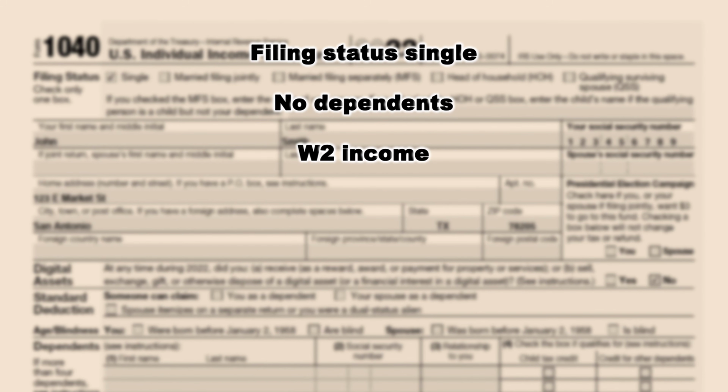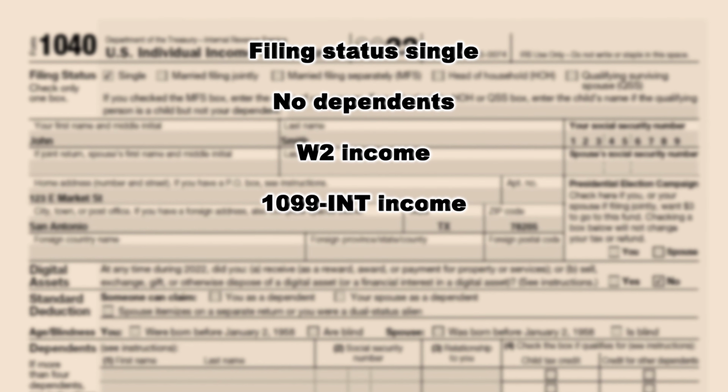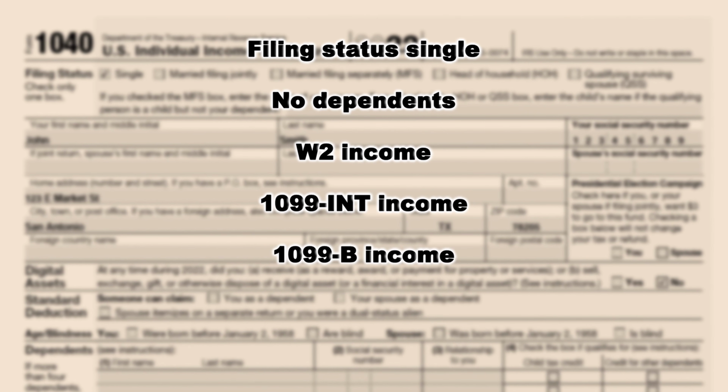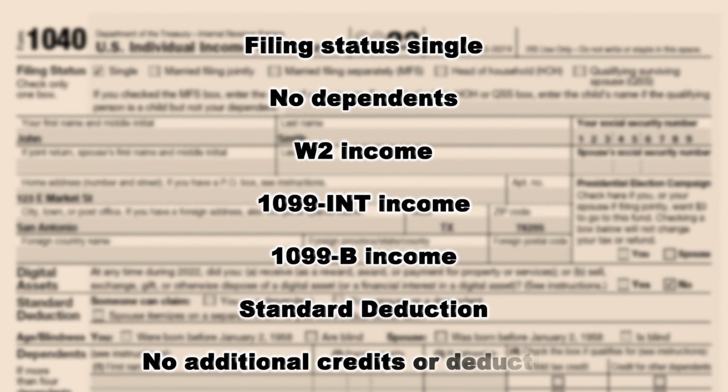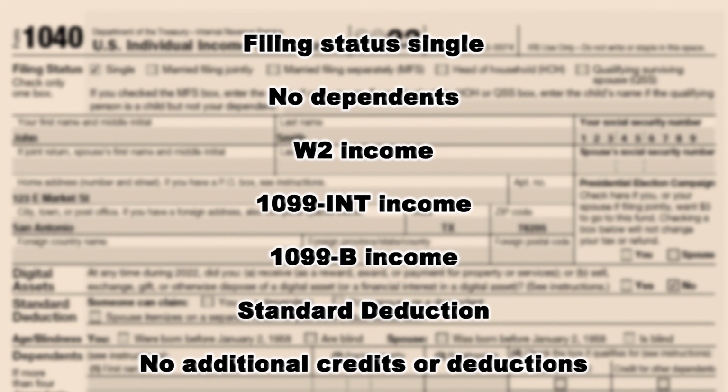We're going to be using W-2 income, 1099 INT income, 1099B income. We'll be only using the standard deduction and then not using any additional credits or deductions for this tax situation.